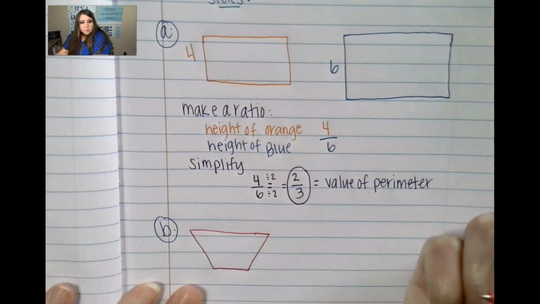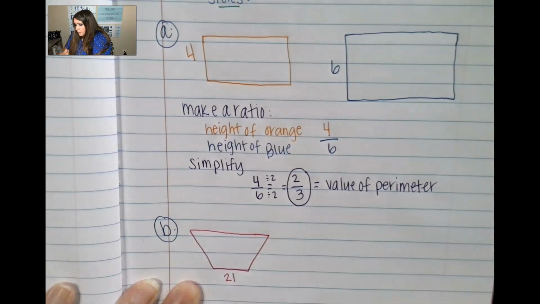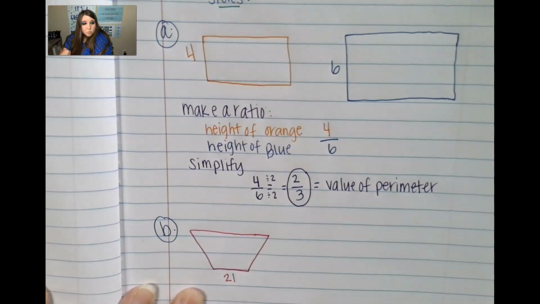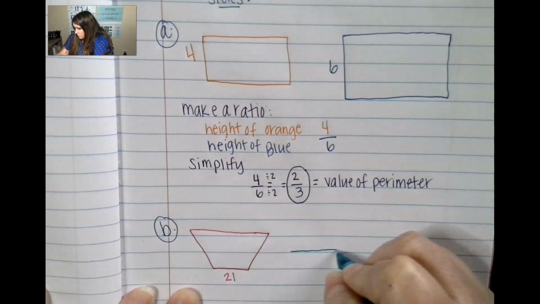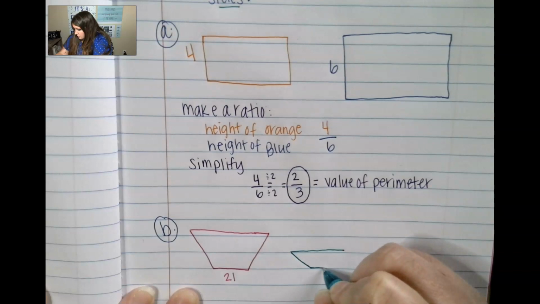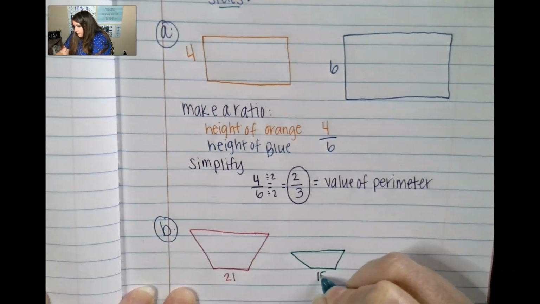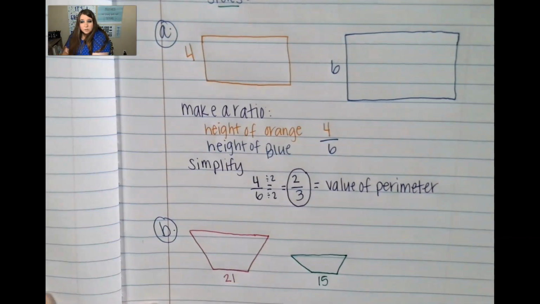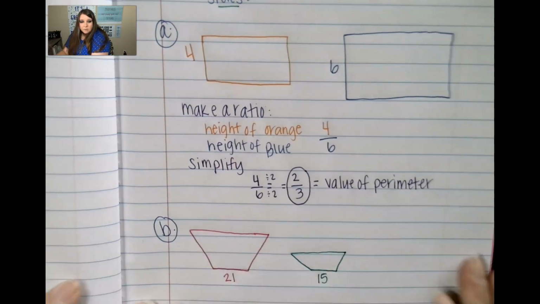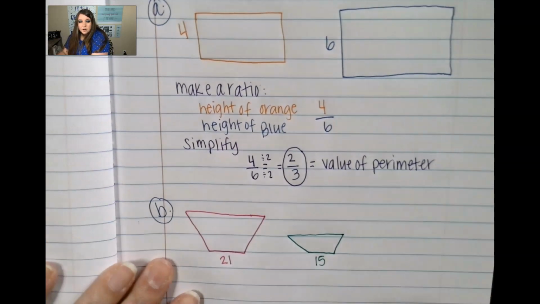So there's one trapezoid. On the bottom here is, the base is 21. And then we have another trapezoid, and the base is 15. So these two are similar. Pretend this one looks like that one. Sorry, my shape drawings are not the best.